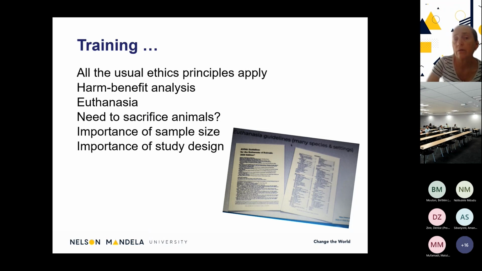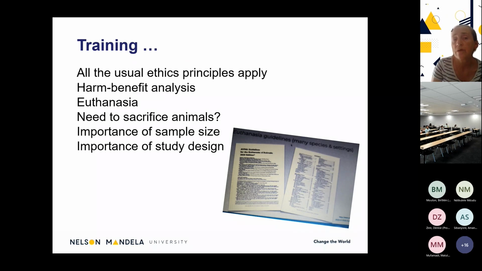We always look at harm-benefit analysis. Each project is looked at on its own. We very carefully look at euthanasia. You can't use the same substance to euthanize, to kill an animal. It depends on the species. There are humane and not so humane ways of sacrificing animals. Is there really a need to sacrifice them? Is there another way that this experiment can be done?